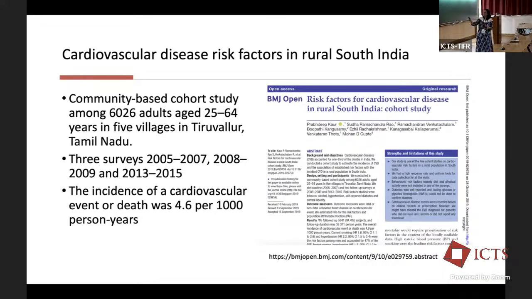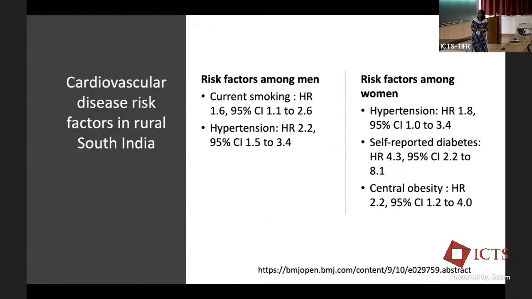So we documented the chance of a rural Tamil Nadu population to actually get a heart attack or stroke. This is one of the few studies from India where we were able to document that. And most importantly, we tried to look at what is increasing someone's chance of getting a heart attack or stroke.